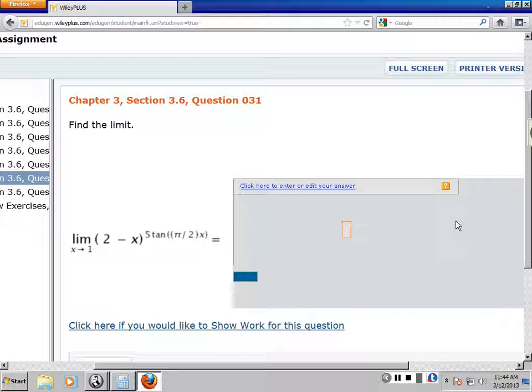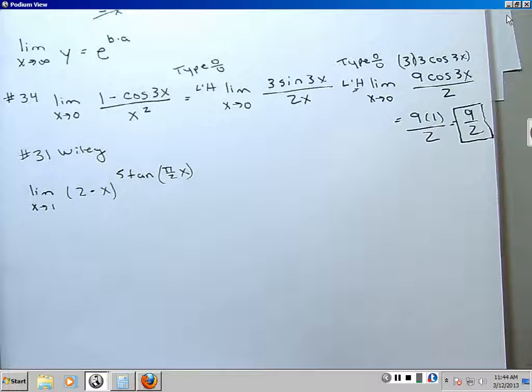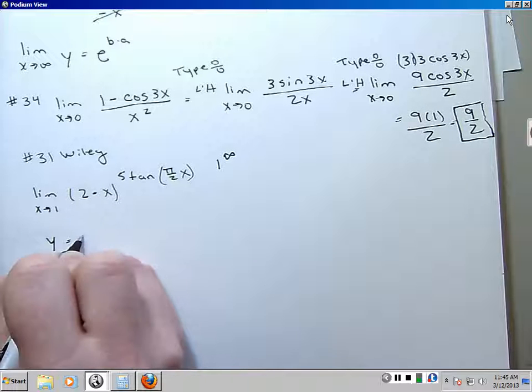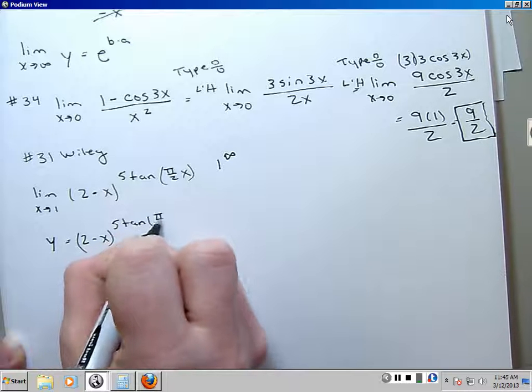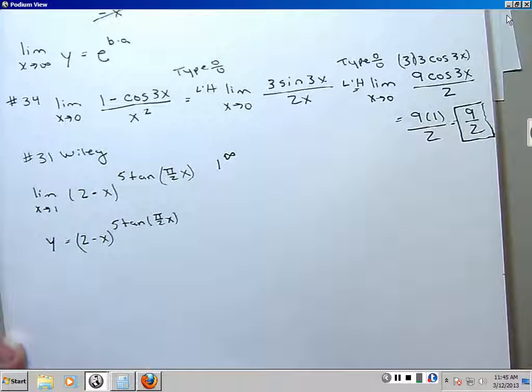I have the limit as x goes to 1 of (2 minus x) to the power 5 tangent of pi over 2 times x. If I evaluate the limit, I have 1 to the infinity power, which is an indeterminate form. But it's not an indeterminate form I can apply L'Hopital's rule to directly. So I'm going to let y equal (2 minus x) to the power 5 times tangent of pi over 2x.